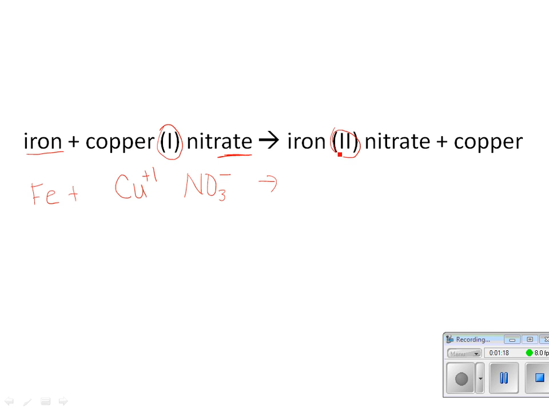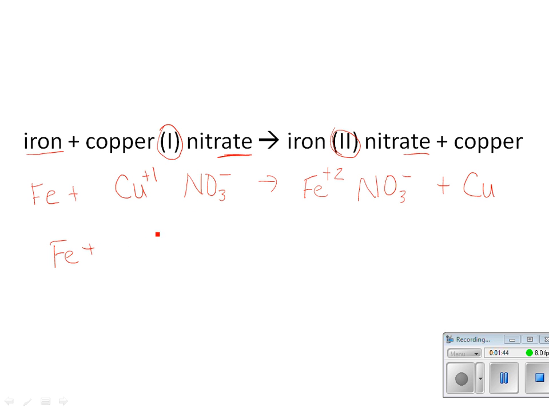Again, we're using the stock system, so we know that iron in this formula has a +2 charge. There's our polyatomic nitrate. It is a -1. And copper. We're going to add 2 here because they are not diatomic elements. So now we need to figure out how these combine. Well, iron is simply going to remain as is.